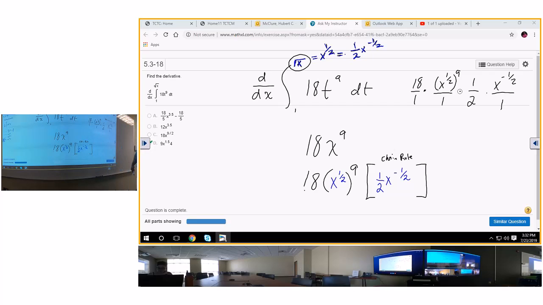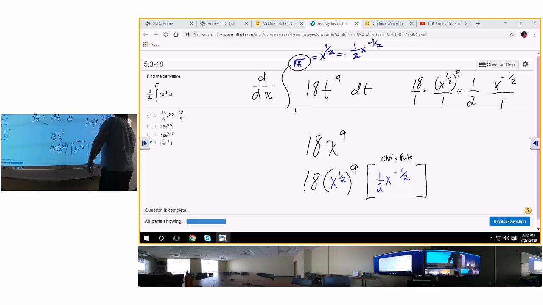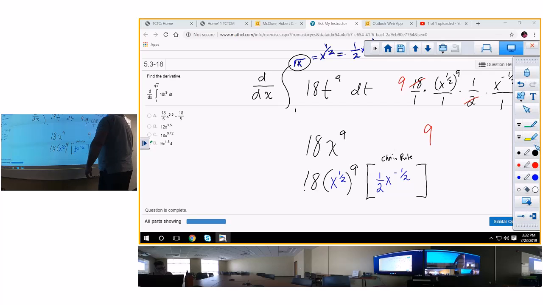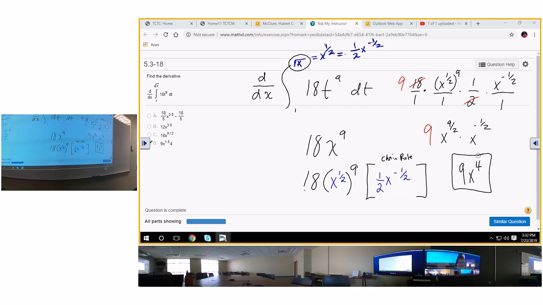Now the reason I'm doing that is so y'all don't screw it up, because some of y'all can break an anvil with a banana. So I'm going to show you how not to screw this up. That's going to be 18 divided by 2. What's 18 divided by 2? 9. So 9. And then it looks like x to the 9/2 times x to the what? And then add the exponents, you get 9x to the what? And that's your answer.